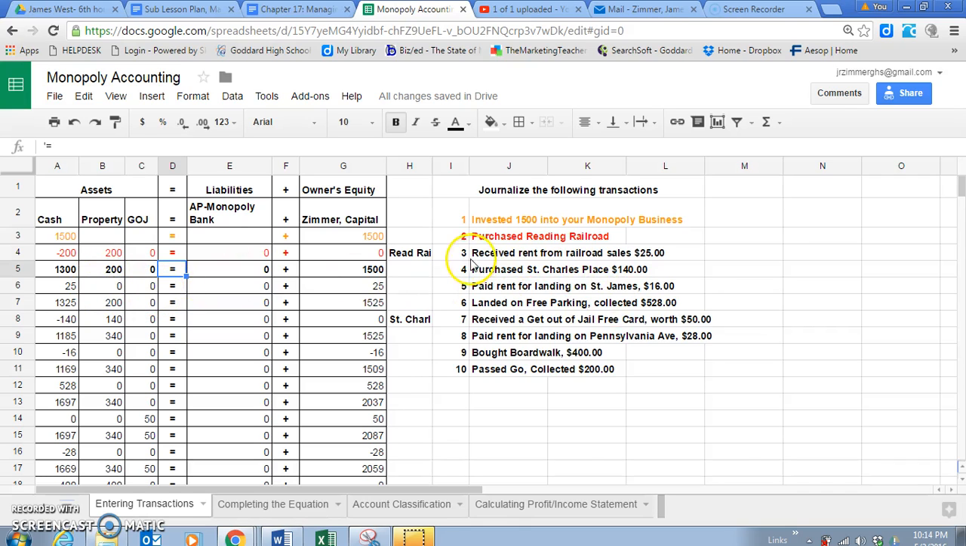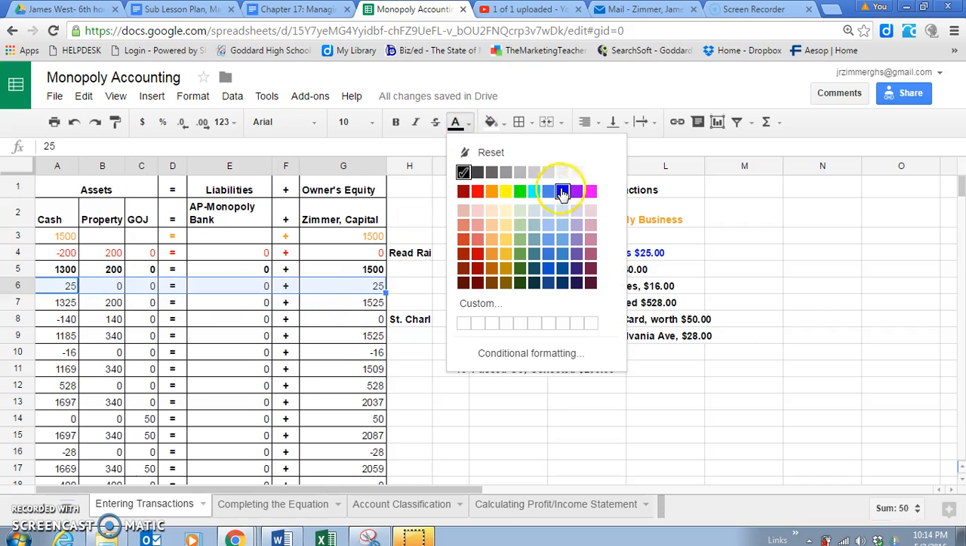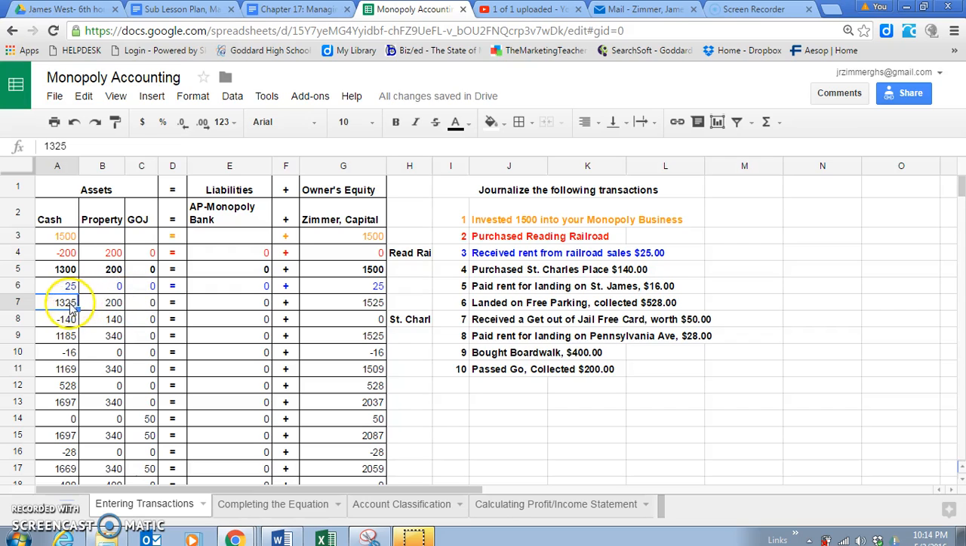As we move on down to the next transaction, we received rent from railroad sales, or railroad rent, and rent for railroads is $25. Let's make this blue. And you'll notice I brought down my total again, so I'm going to bold that. And now we're at $1,325, $200, and then notice my capital went up because revenue is recognized under the capital account. So revenue increases the capital account. Likewise, in the opposite, if you have an expense, that's going to go against your capital.